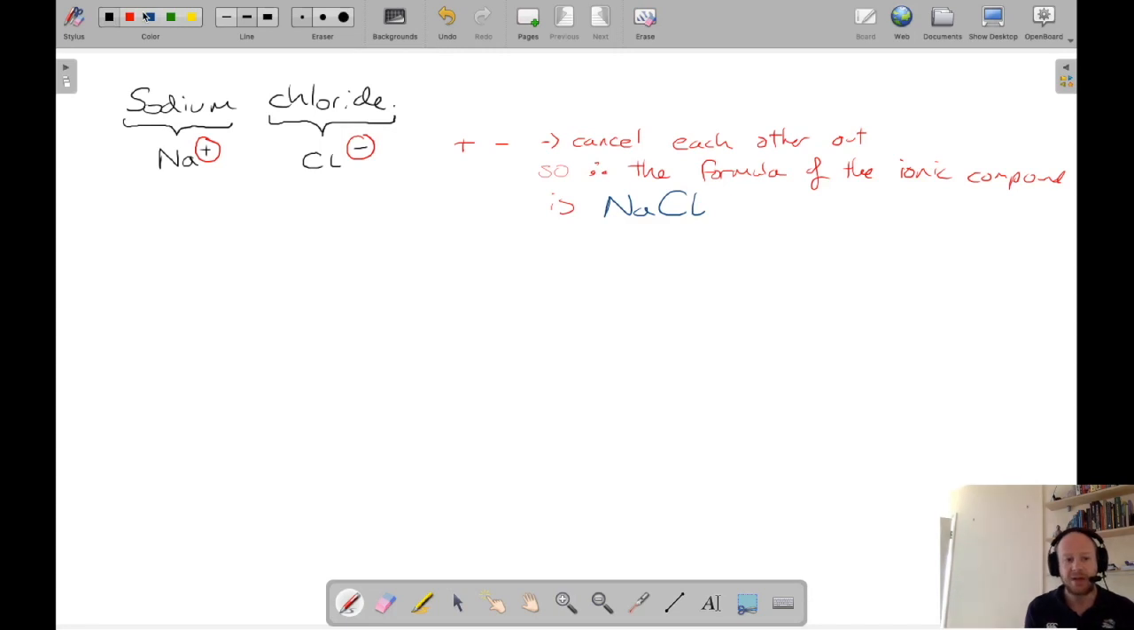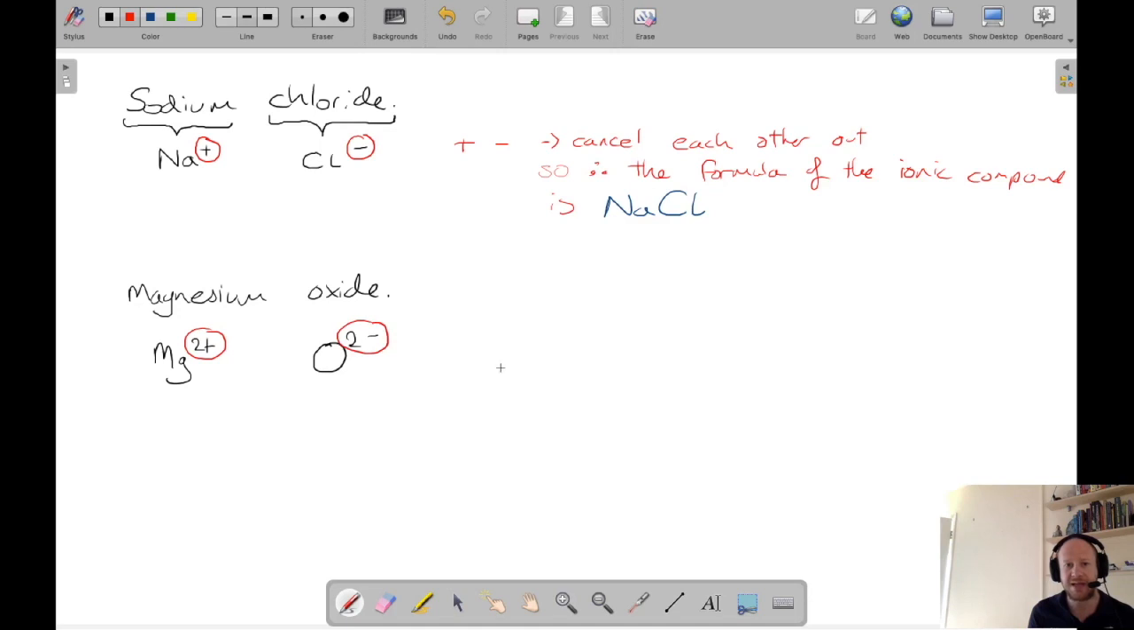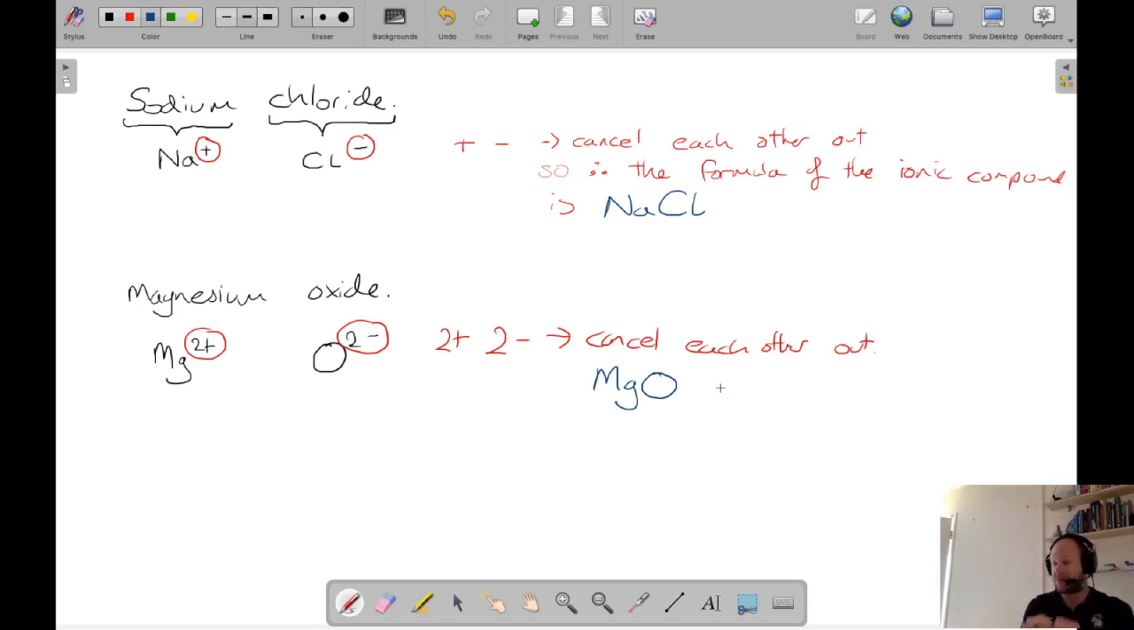All right. Let's look at a little bit more of a complicated one. Let's go for magnesium oxide. So what's the charge of the magnesium ion? It's 2+, Mg2+. And what's the charge of the oxide ion? It's 2-. Now you'll see we've got 2 pluses here and 2 minuses here. 2 plus and 2 minus cancel each other out. So therefore, the formula of this one is going to be MgO, because there's a 2+ and a 2-, and if those react together, then the charge will disappear.